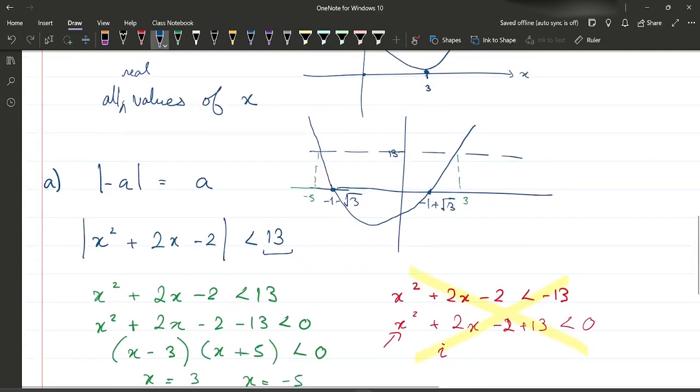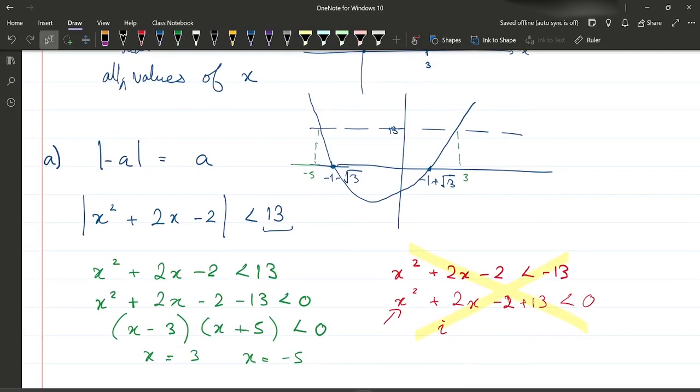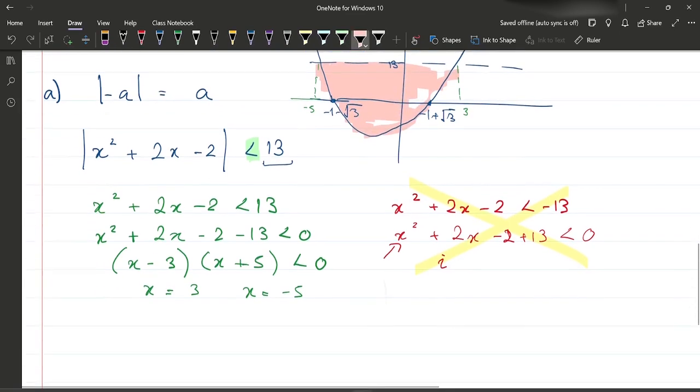Okay, so let's come here. So what are we looking for? They're saying this equation, |x squared plus 2x minus 2|, is less than 13. So if this is 13, we're just looking for all these values down here, everything down here. So that's pretty simple.